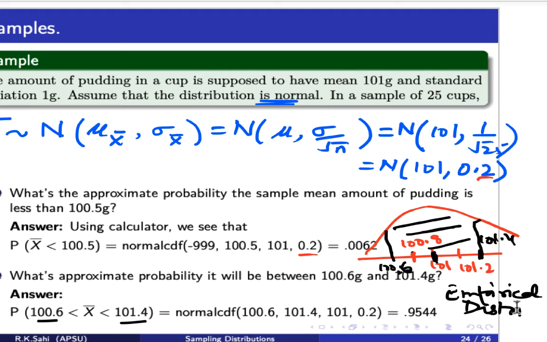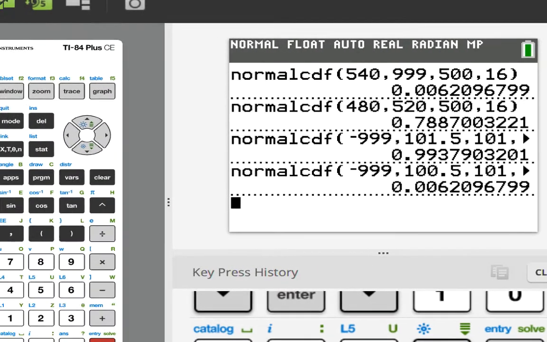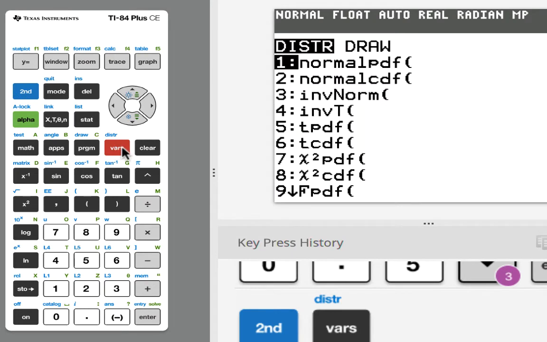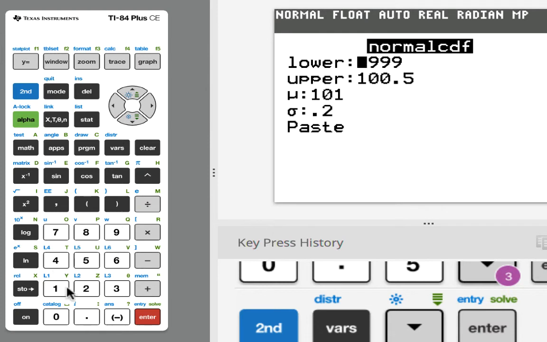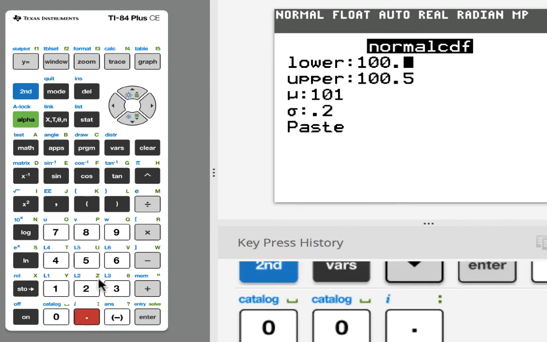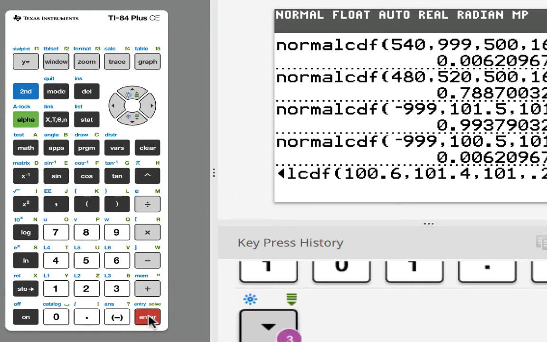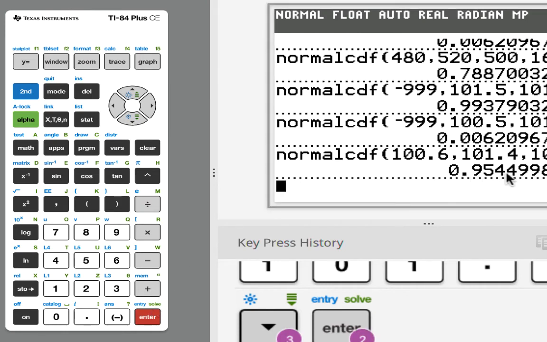Now that's just from remembering. But if you still want to use our calculators, you will see that it gives us the same answer. Let's get our calculators, guys, and do the math again. So second, distribution, cursor, normal CDF, enter. Now remember, the lower is 100.6. The upper is 101.4. The rest is the same. And your answer is 0.9544.